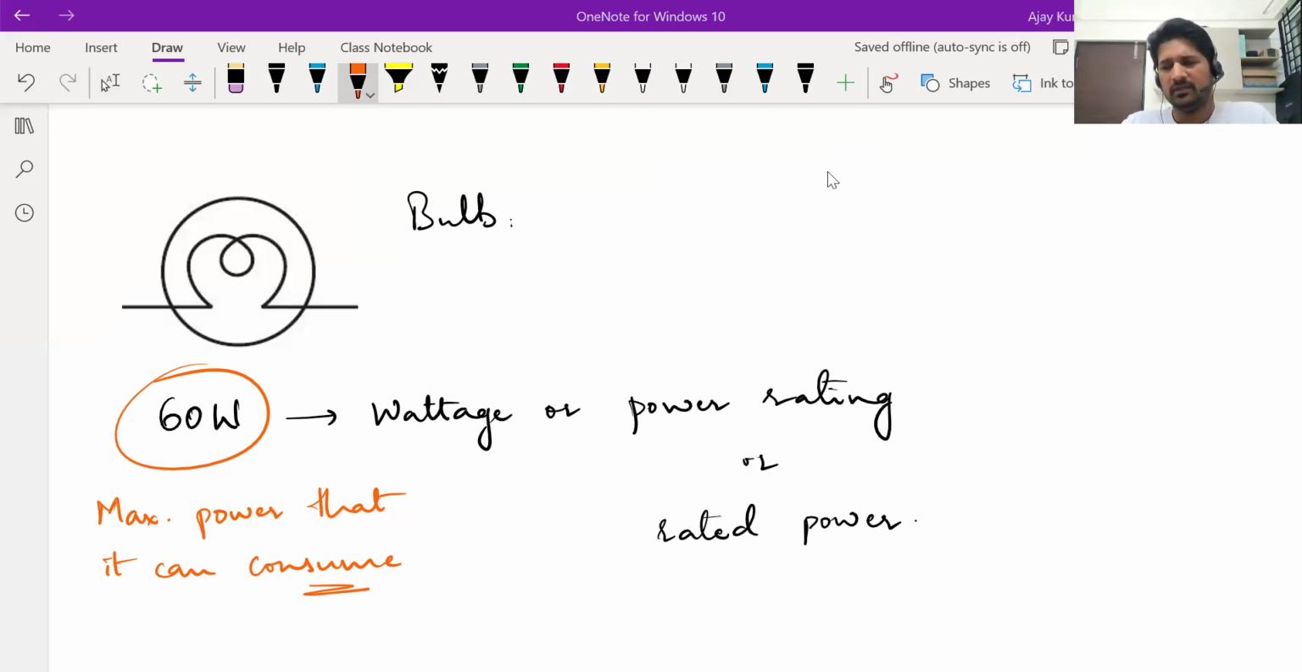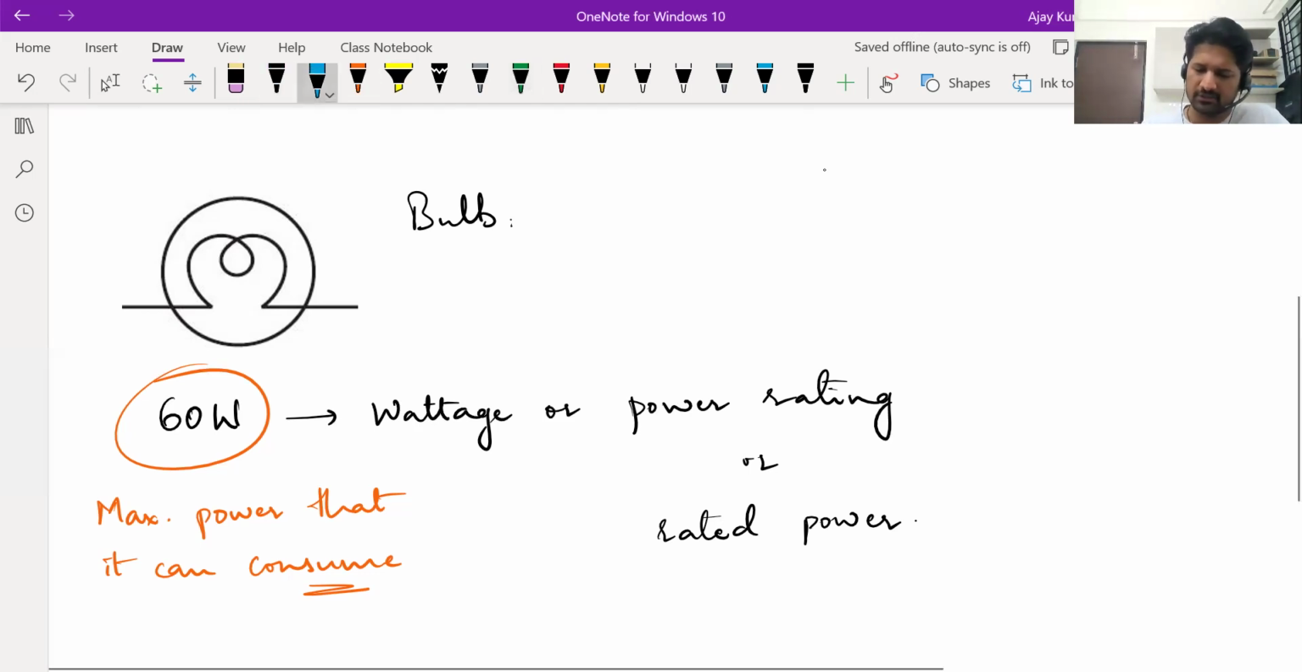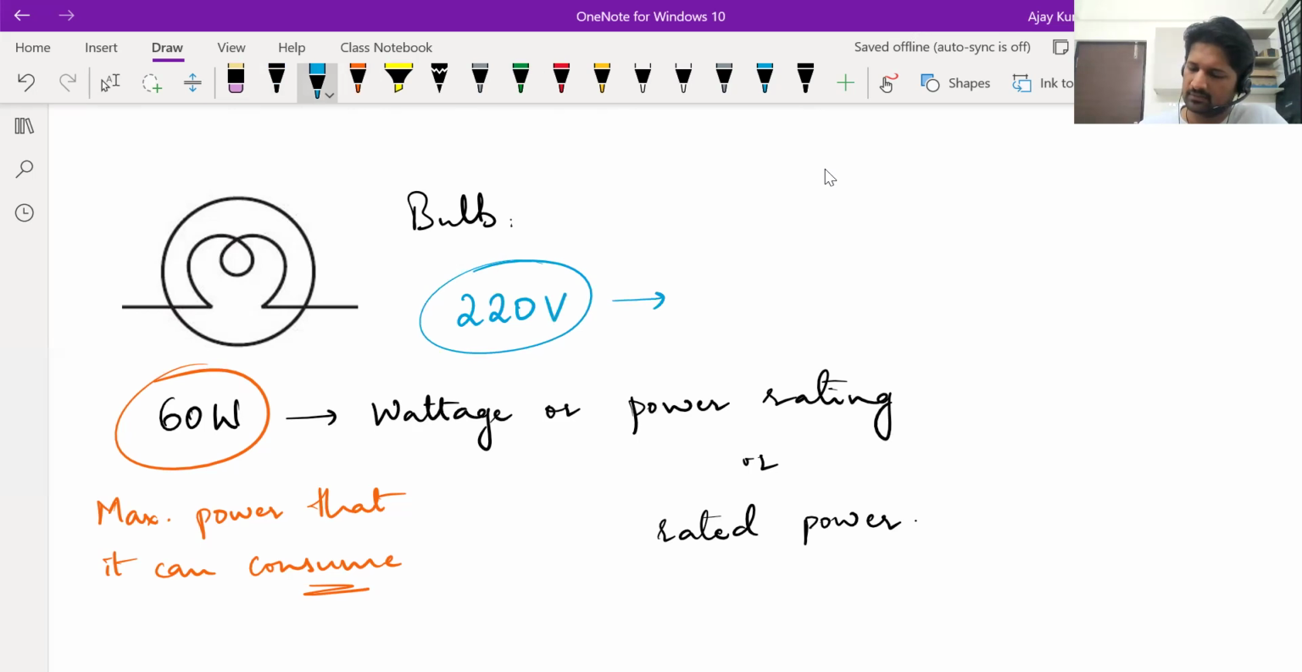Not just a bulb, any electrical or electronic device you take, there will be some specifications on them. Have any of you noticed any of them? See, for every device, there will be a rated voltage also. Usually for the devices that we use here in India, it will be around 220 volt. This is the rated voltage.